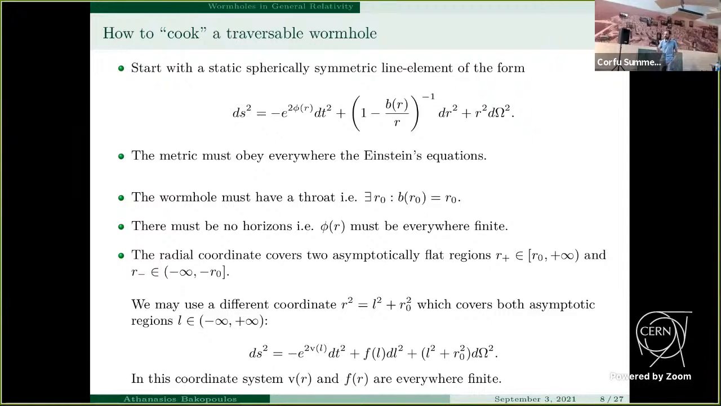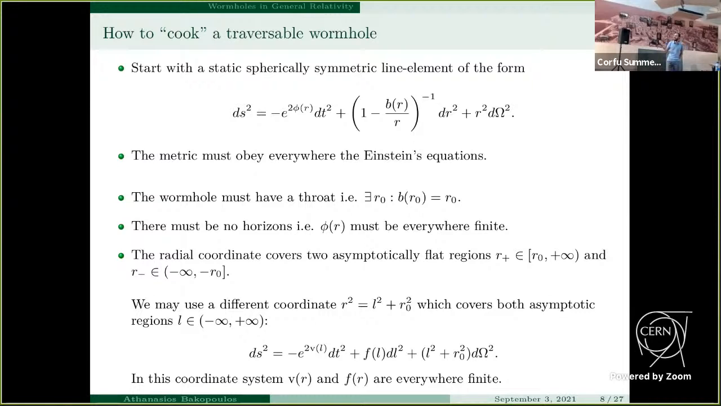First, the wormhole must have a throat. And therefore, this quantity here must have at least one root. Then there must be no horizons, so the other metric function must be everywhere finite. Finally, there must be no space-time singularities, so all the scalar quantities must be everywhere finite.